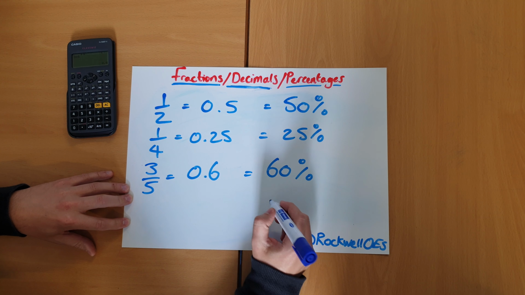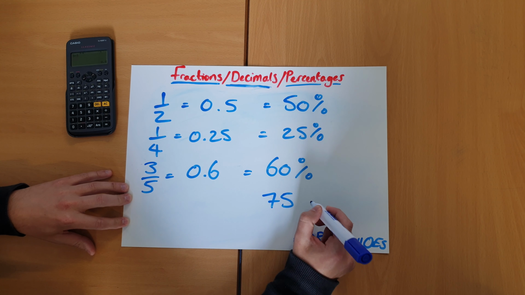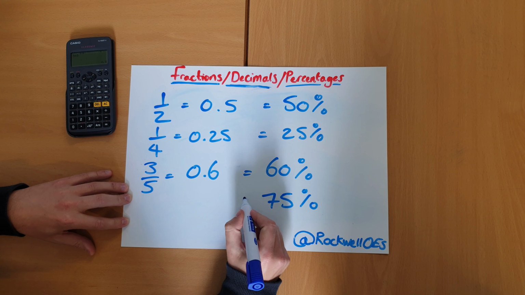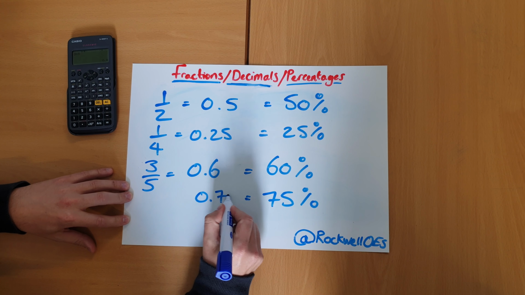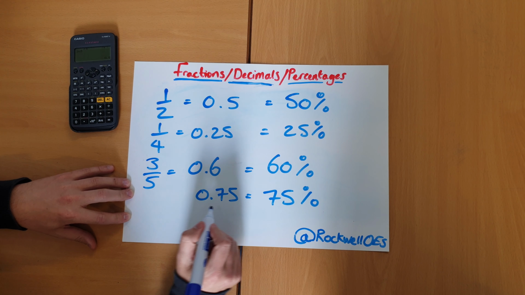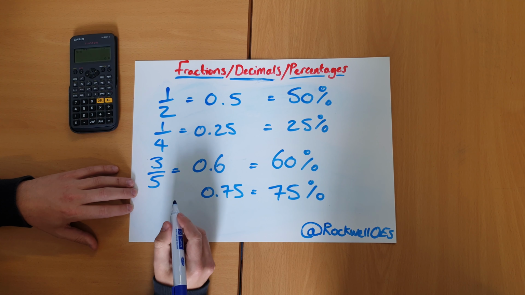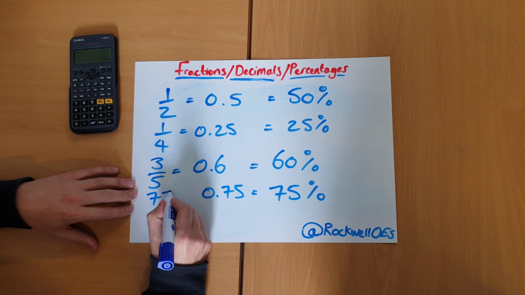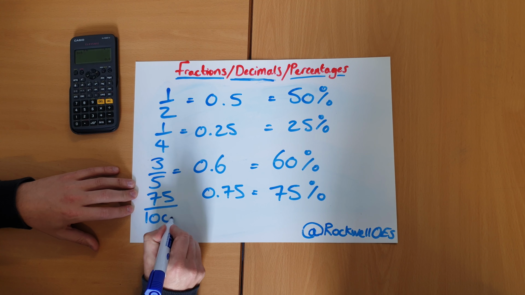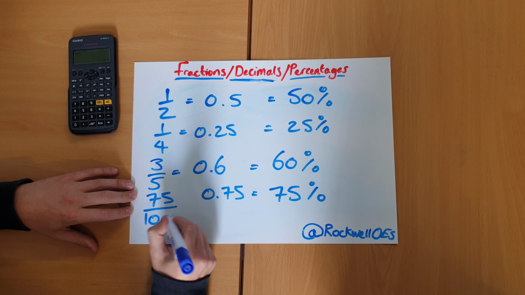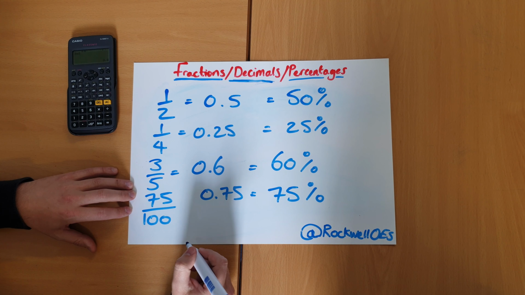But what if we have a more complicated one? And what if we're doing it the other way, like 75%? Well, 75% could also be written as 0.75. But how do we change that into a fraction? It's a little bit more complicated. All we do is we write down 75 over 100. And we think about how we could simplify that because that's a big nasty fraction there.